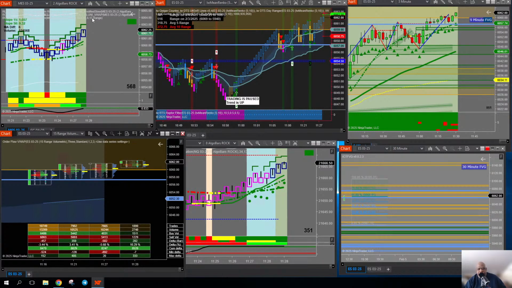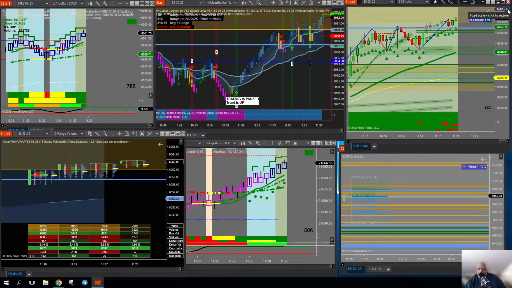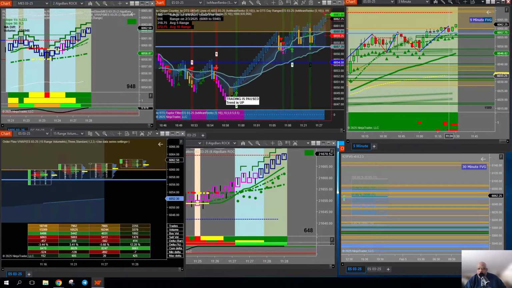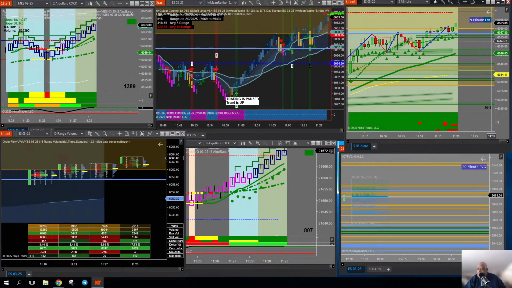But right now we're pushing higher, as we're expecting. It looks like they want to attack the high of the pre-market, which is about 69.